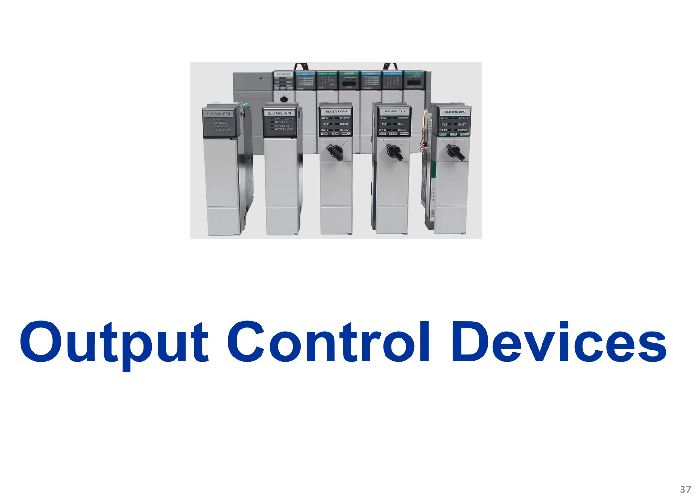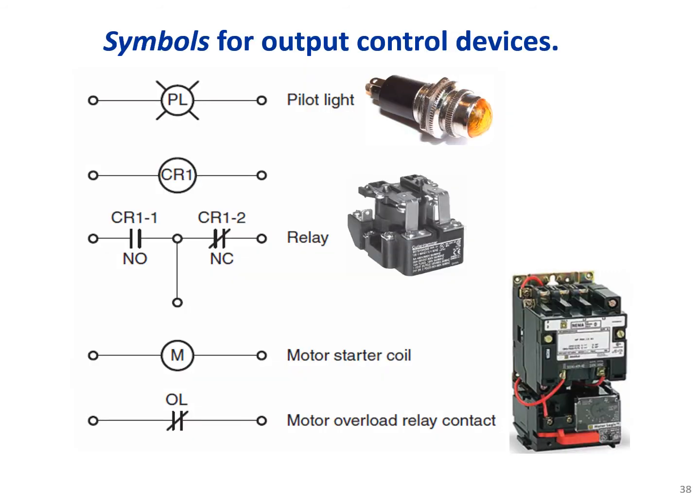Output control devices. Symbols for output control devices. All the devices here on this slide are output devices. Pilot light, control relay, which could be normally open or normally closed, and the motor starter coil, and motor overload relay contact or OL, and is usually a normally closed contact. What it does basically, when the motor is overloaded, then it will shut the motor off.